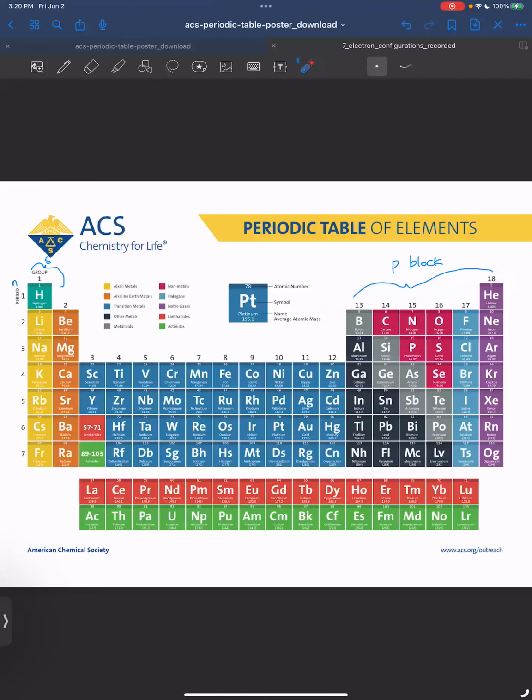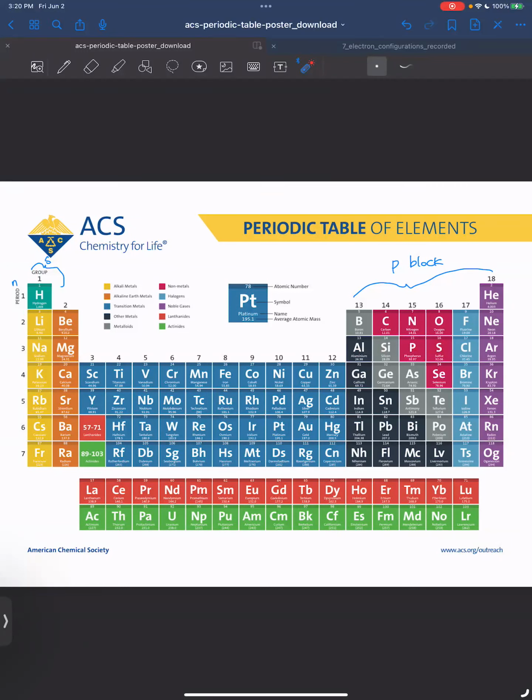So if I gave you an example on the periodic table, let's say I wanted to do sulfur. I want to read off the periodic table, so I would start, I know this is 1s, so 1s2, 2s2, 2p6, 3s2, 3p, 1, 2, 3, 4, 3p4.